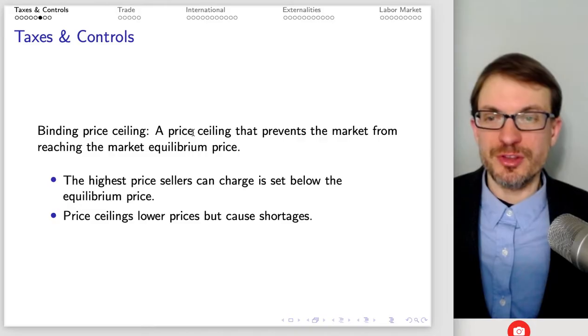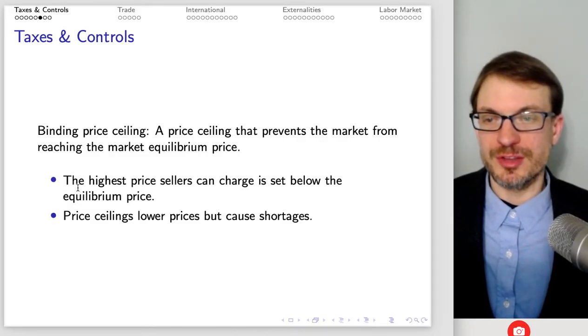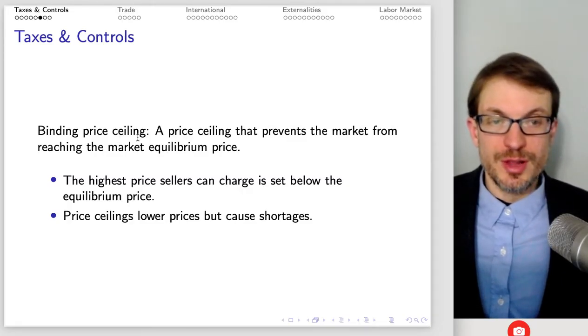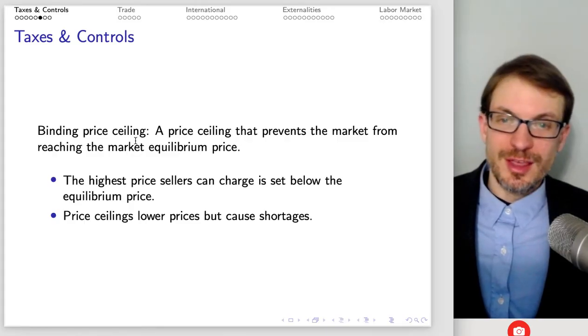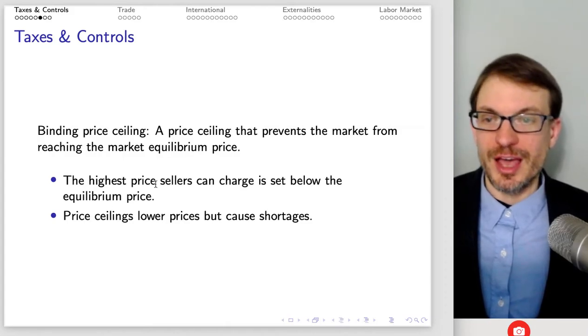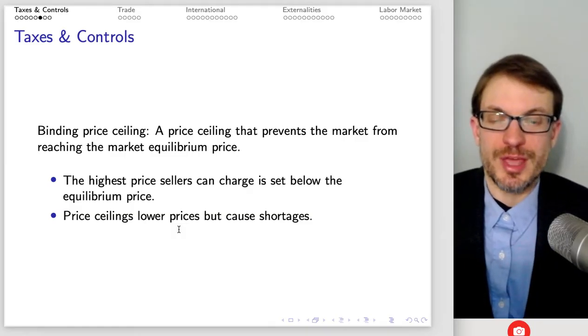So a binding price ceiling is a price ceiling that prevents the market from reaching the equilibrium price, right? So the idea is the true equilibrium is on the other side of whatever that price control is. So for a binding price ceiling, we've got a higher equilibrium price and you can't reach it. The highest price the sellers can charge is set below the equilibrium price. As a result, the price is going to be lower, but we'll end up getting shortages.